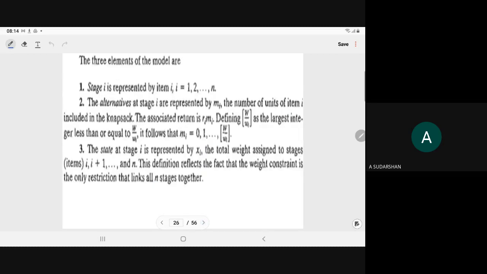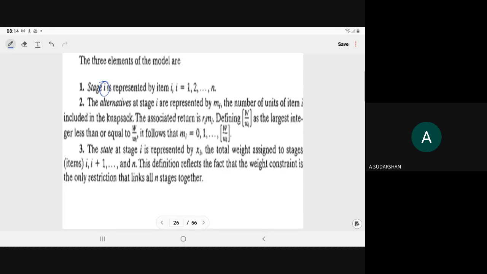What I have told you is that we have to recognize three things for any dynamic programming. What are those? First the stage, then the alternative, then the state. So how can we define the stage for any linear program? Stage represents the number of variables. Here we have n variables, so we can say in total we have n stages.